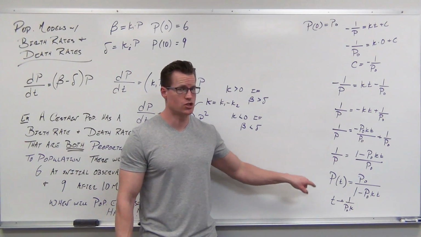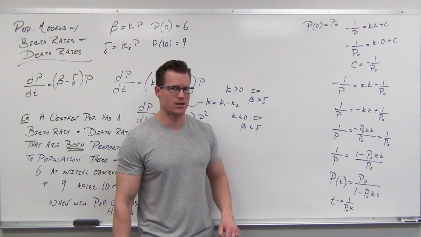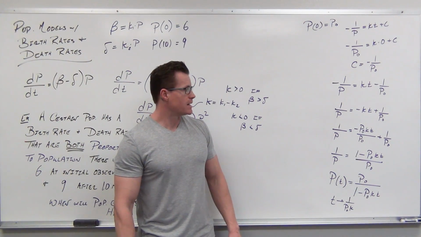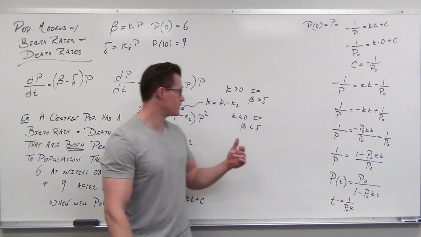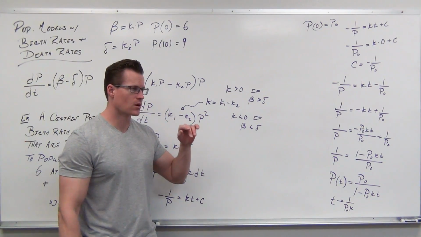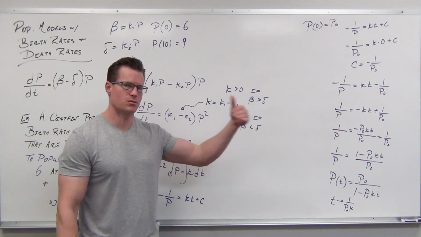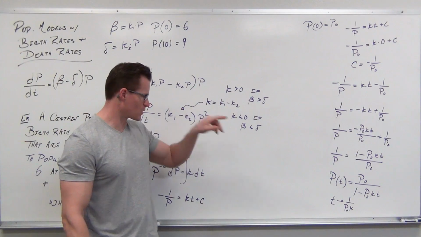I'm going to show you that in just a minute. Promise, I'm going to show you that with an actual example in just a minute. Now, what if your k were negative? I told you I was going to talk about this right now. So what if your death rate is outpacing your birth rate? That would mean birth rate is less than death rate.